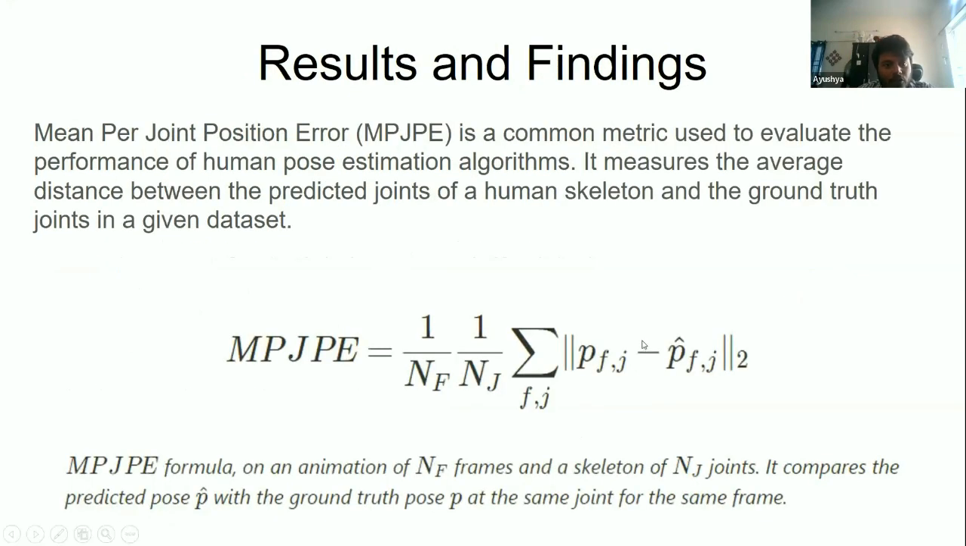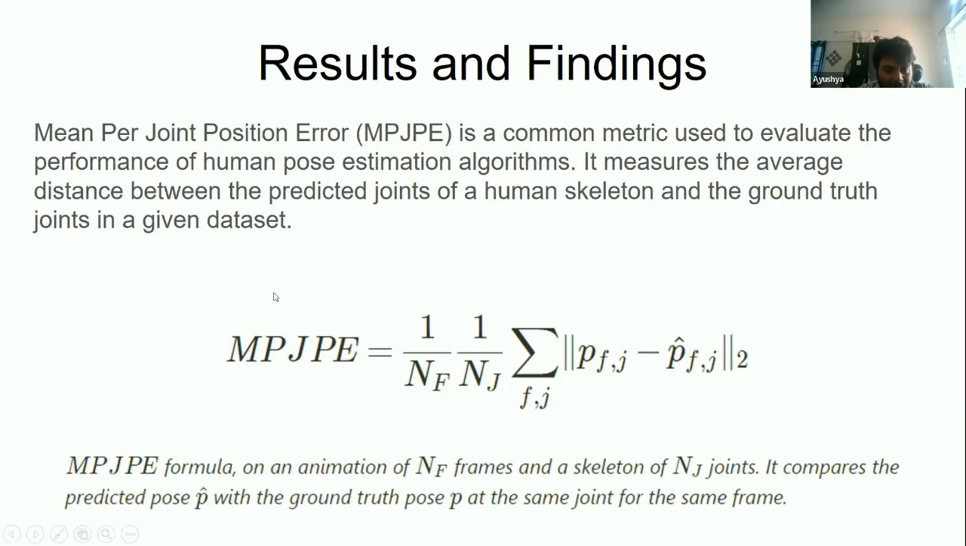What is mean per joint position error? This is a common metric used to evaluate the performance of human pose estimation algorithms. It measures the average distance between the predicted joints of human skeletons and the ground truth joints in the given dataset, which is what the MPJPE algorithm is trained on.